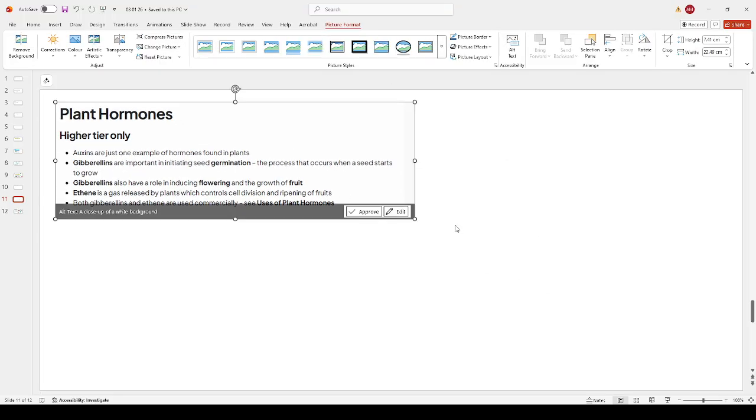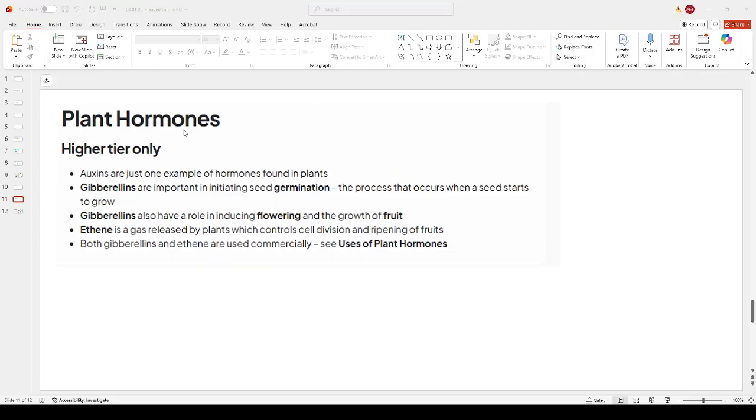So just a few facts that need to be literally revised word for word. Auxins are just one example of hormones found in plants. Here's another example, gibberellins. You probably notice this suffix here, ins. Actually, that's going really off topic, so I'll answer that now. But basically, you've probably noticed this sounds the same. So gibberellins are important for initiating seed germination, the process that occurs when seeds start to grow. So gibberellins is for seed germination.